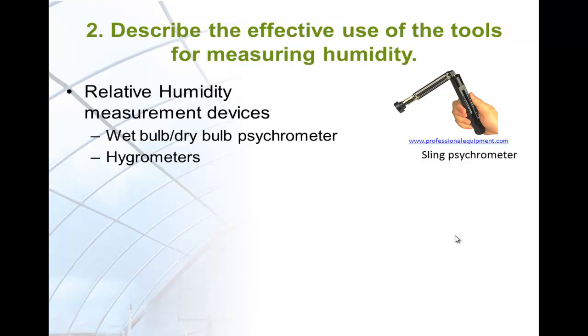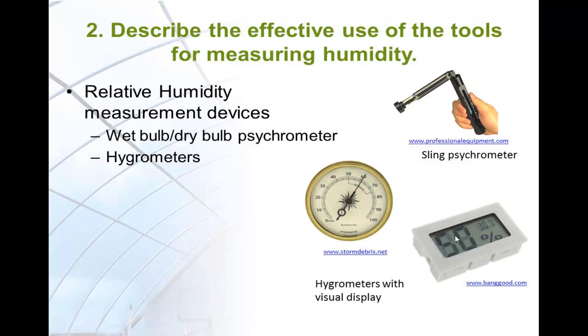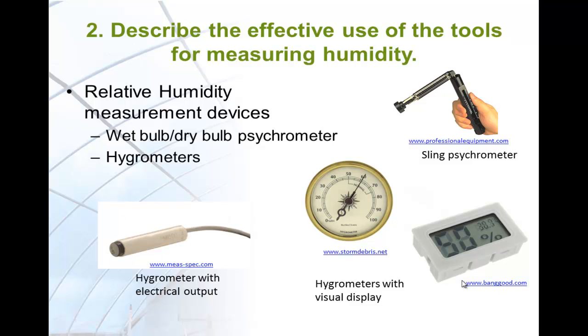There are also hygrometers that can be used to measure the relative humidity. There are analog indicators, and also digital displays. Then there are also hygrometers with electrical outputs that can be connected to a data logger or a computer for data logging purposes.